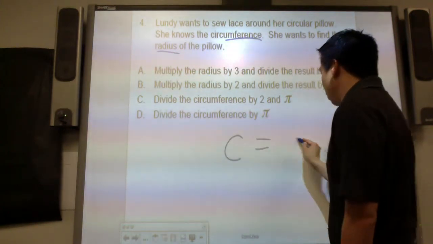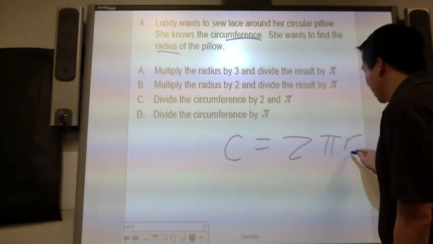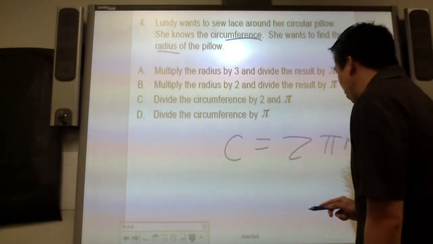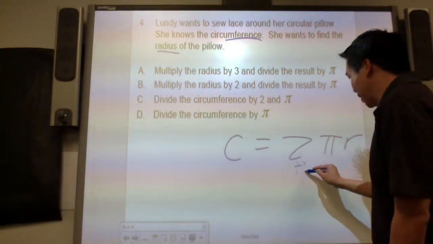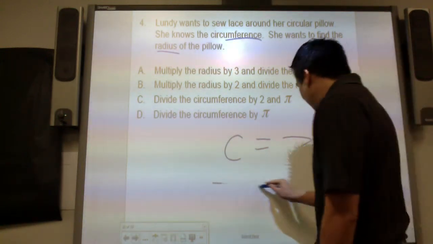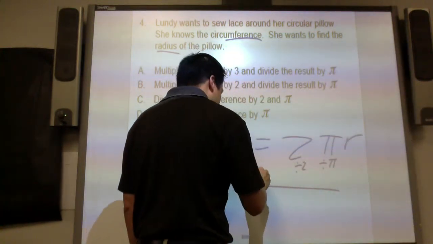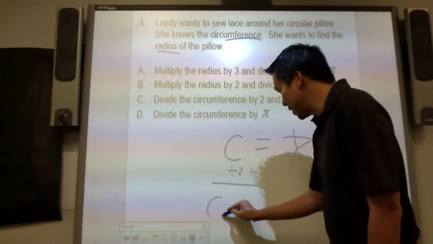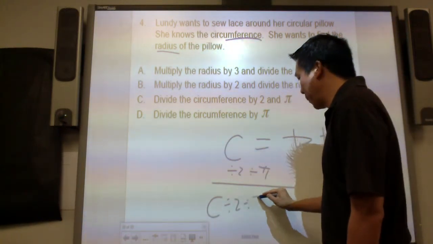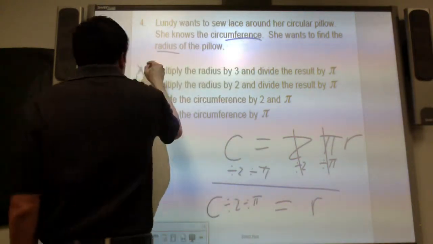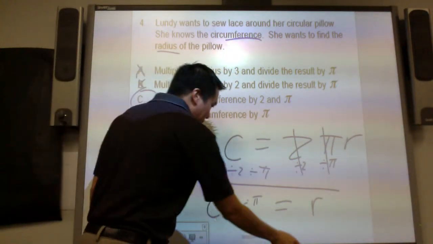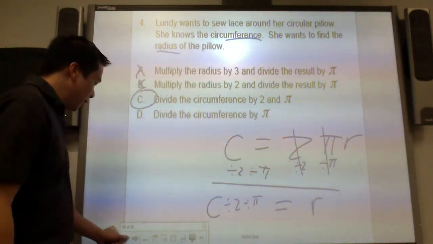So C equals 2 pi r. She wants to find the radius. So what's the operation? It's the opposite or inverse of multiply. Divide by 2, divide by pi. Cancel, cancel, you have radius. So we have C divided by 2, divided by pi. So not A, not B. Divide the circumference by 2 and pi. C is the answer. Let's go back to RDC if you don't really believe me.